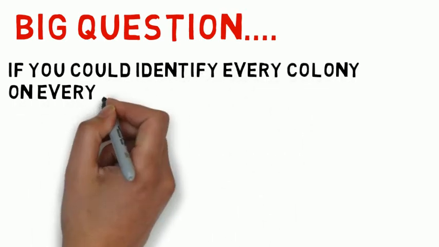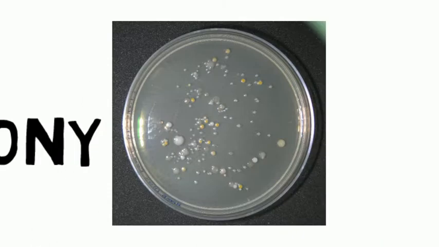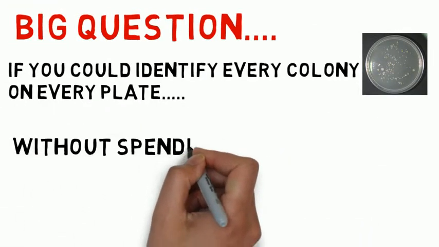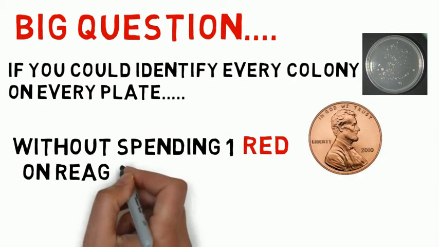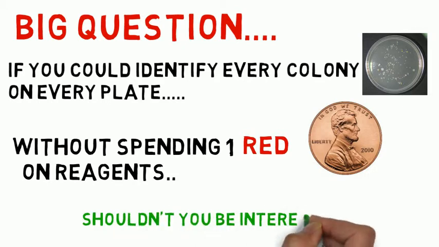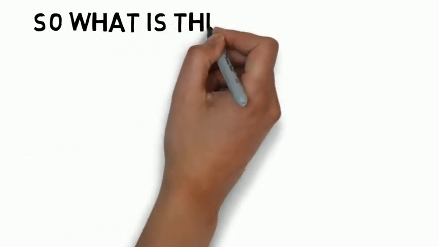So here's the big question. If you could identify every colony on every plate without spending one red cent on reagents, don't you think this might be a good idea? So what is this technology? It's called elastic light scatter, and here's the principle.